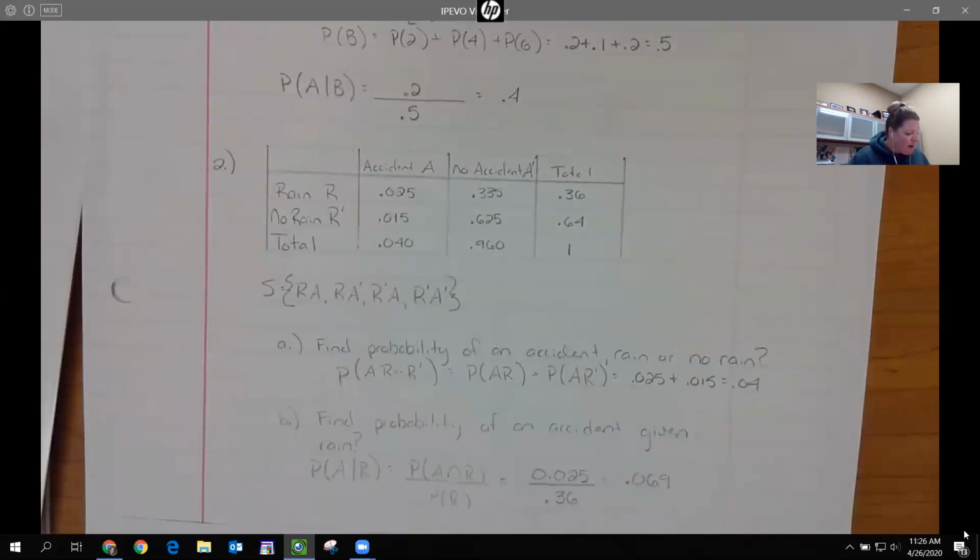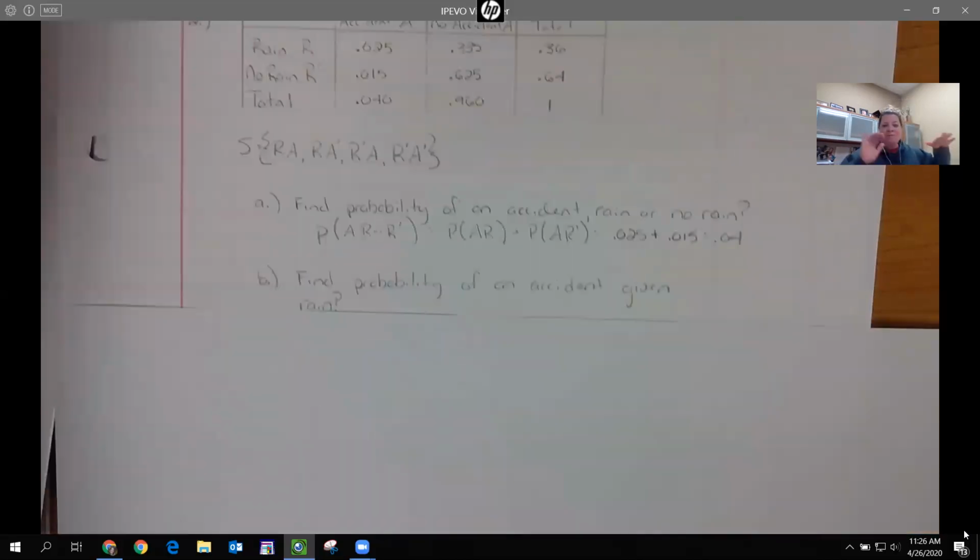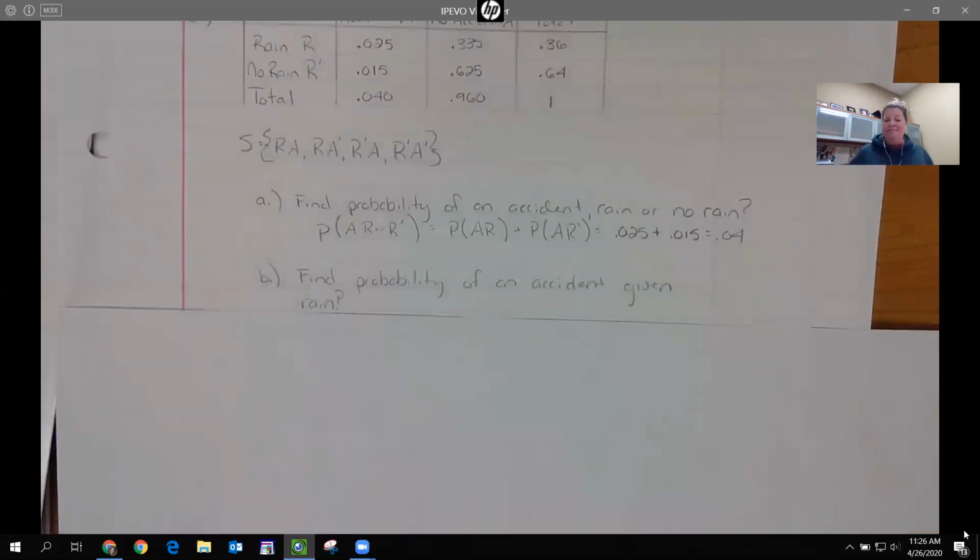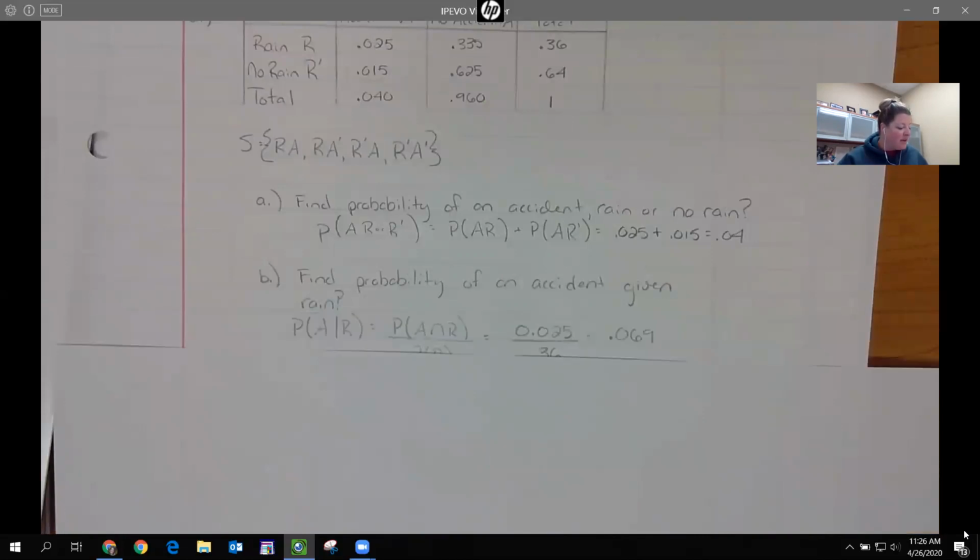So what is the probability of an accident given there's rain? Okay, so pause, try it. Are you picking the right numbers? Are you understanding what goes on top and what you're dividing by? Okay, pause, do that. Okay, what should you have gotten after you unpause?